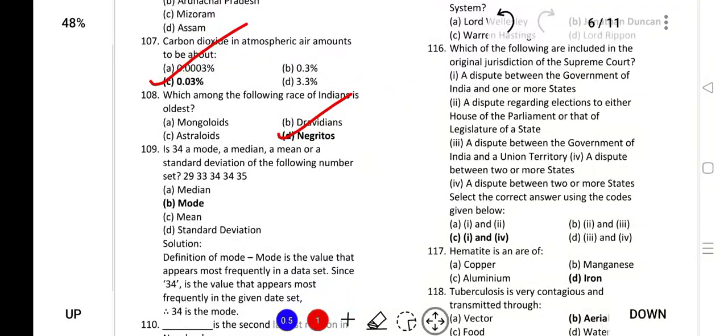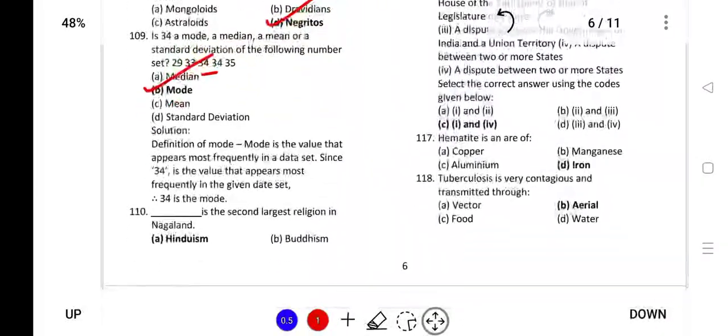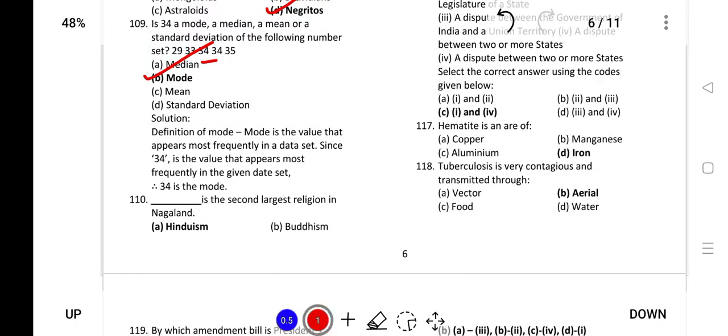Which is 34 is a moth, the one that repeats two times, so it is moth. Which is the second largest religion? Second largest religion, Hinduism is 8%.